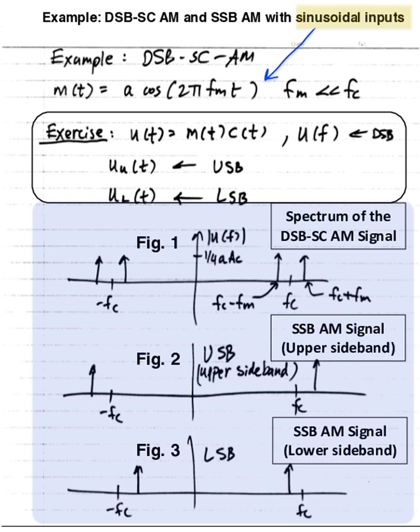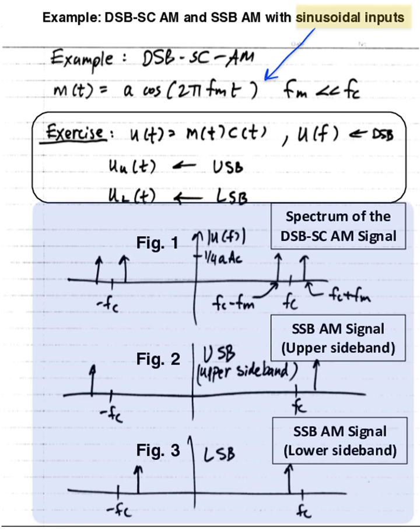In this problem, we want to take a closer look at both the spectrum and the time domain signal for both double sideband suppressed carrier AM and single sideband AM. First, we're going to look at the spectrum of the double sideband suppressed carrier AM and the single sideband AM signal with m(t) equals A cosine 2 pi f_m t.